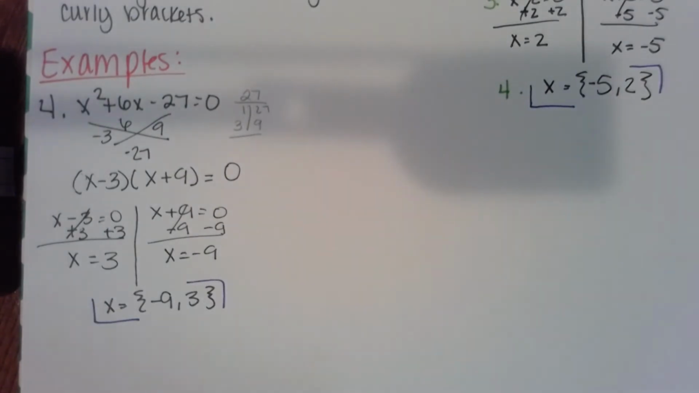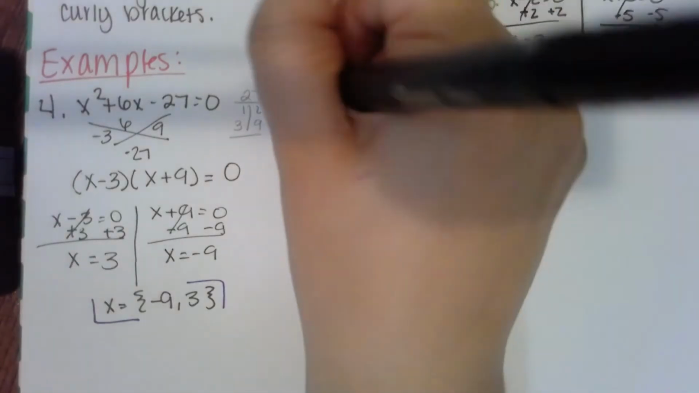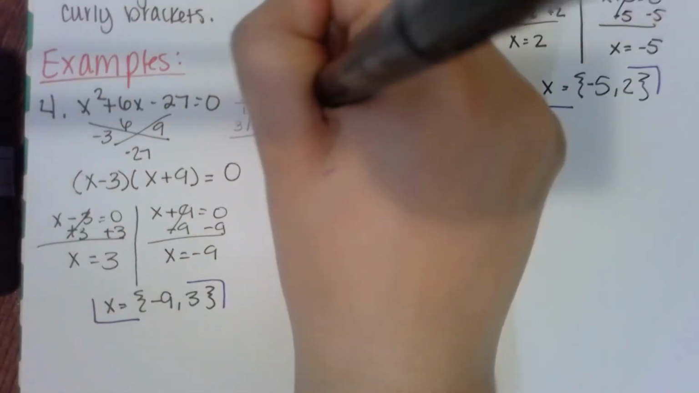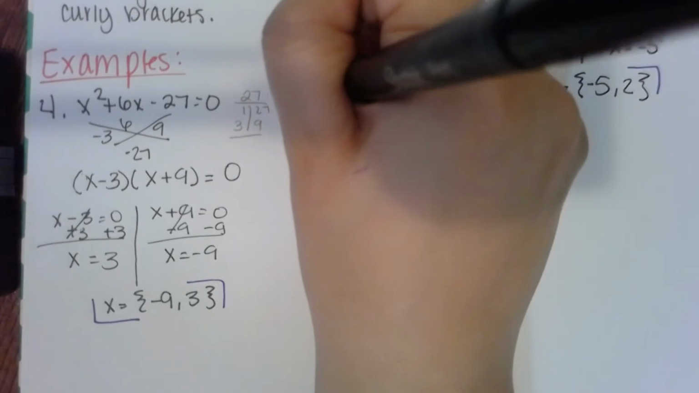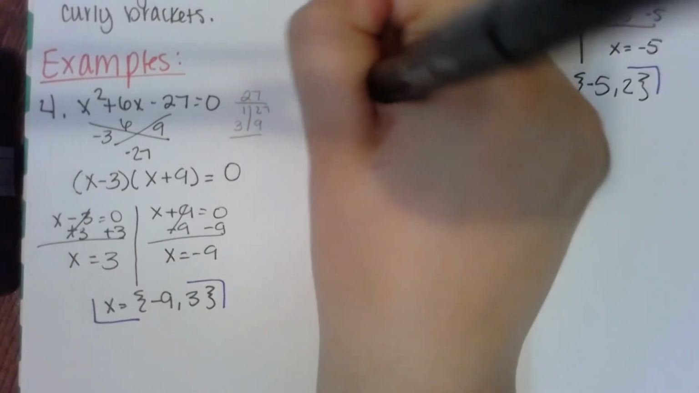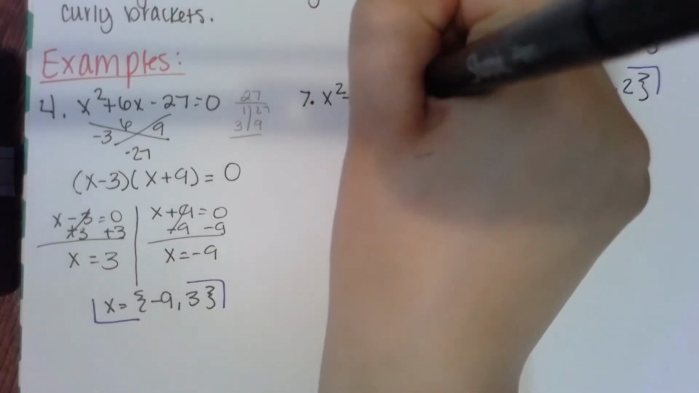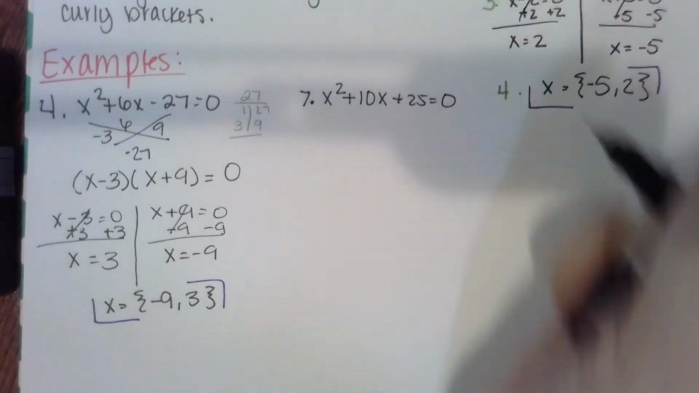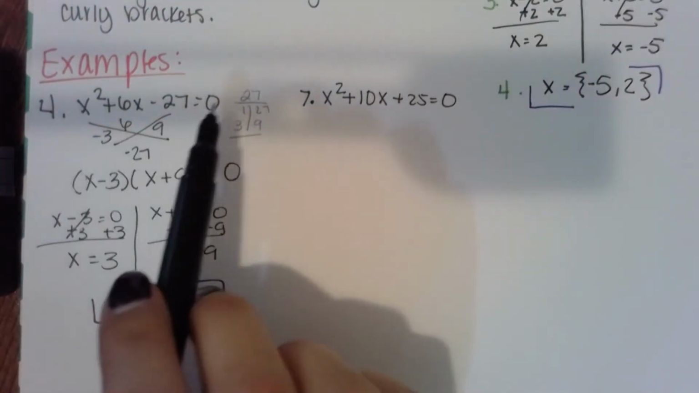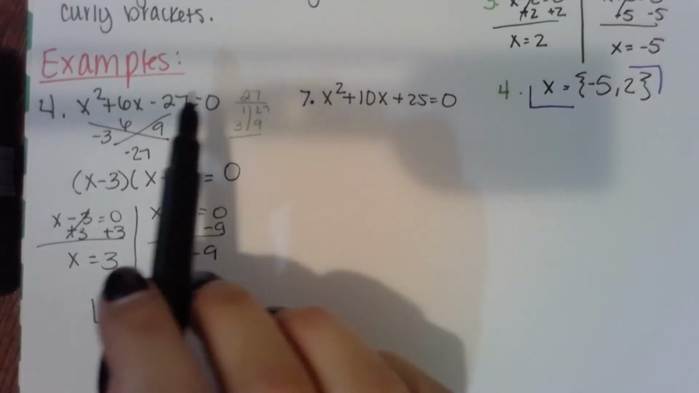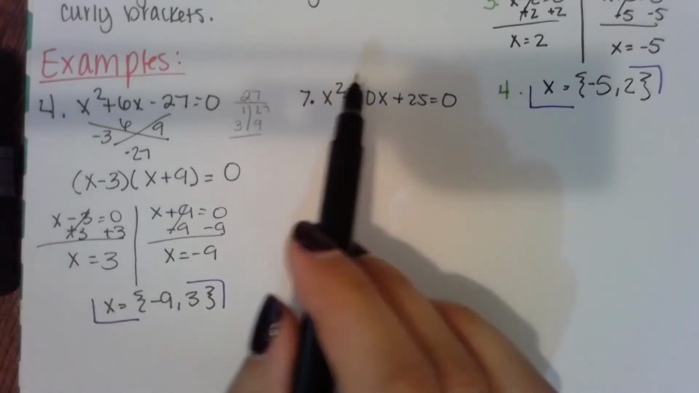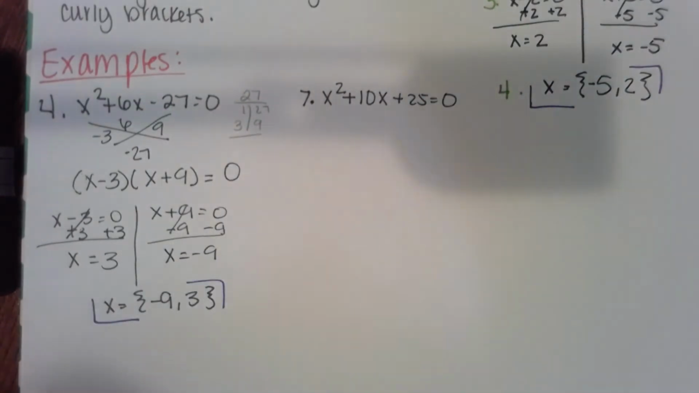Okay, and then looking at number 7. So number 7 says x squared plus 10x plus 25 equals 0. So I didn't mention this over here, but these are actually already equal to 0. If you have your equation on the left equal to 0, then you're good. You don't have to do anything. You can jump straight into step number 2, start by factoring. If it's not equal to 0 on the right side, then you're going to have to move your equation around a little bit to make it equal 0.